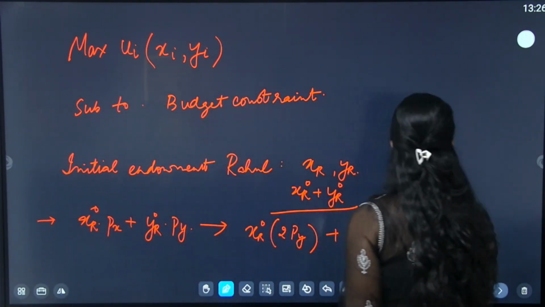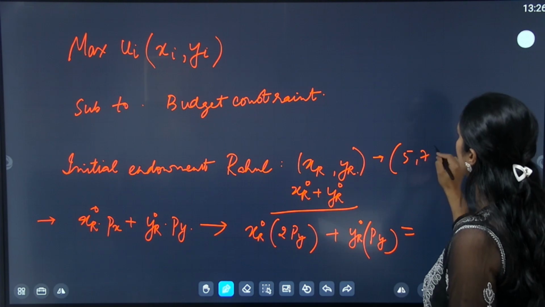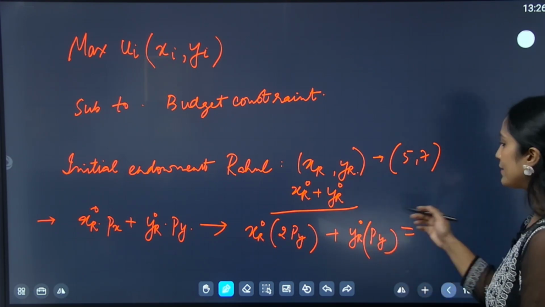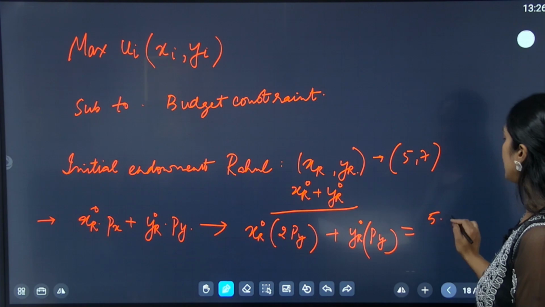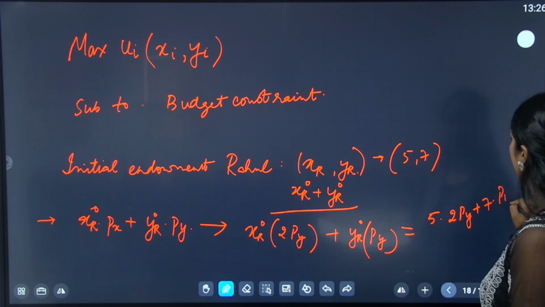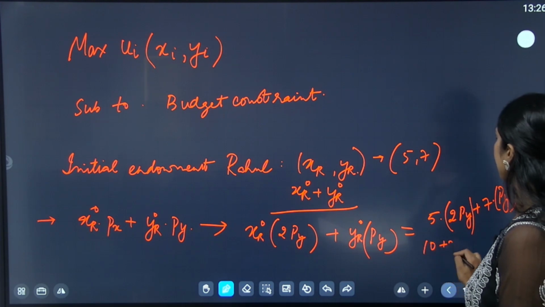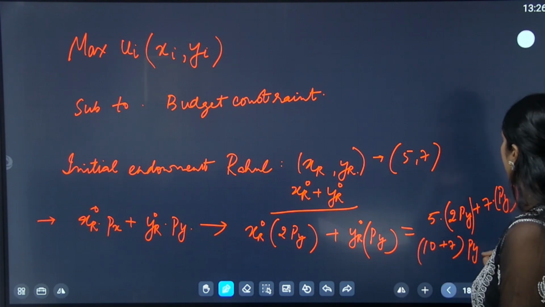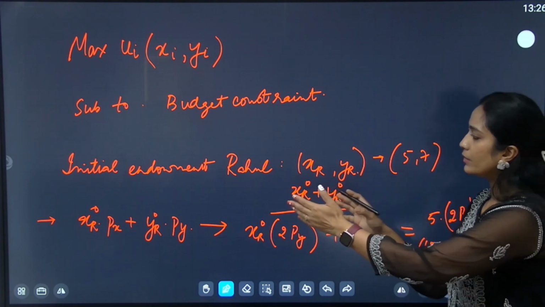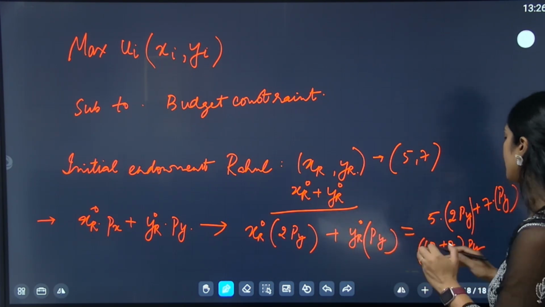And suppose this bundle is essentially 5,7, right? So you have 5 units of bread and you have 7 units of rum. So then this becomes 5 times 2 py plus 7 times py. Correct? So this becomes 10 plus 7 py. And what we have done is we have expressed the budget constraint of Rahul in terms of the price of Y.